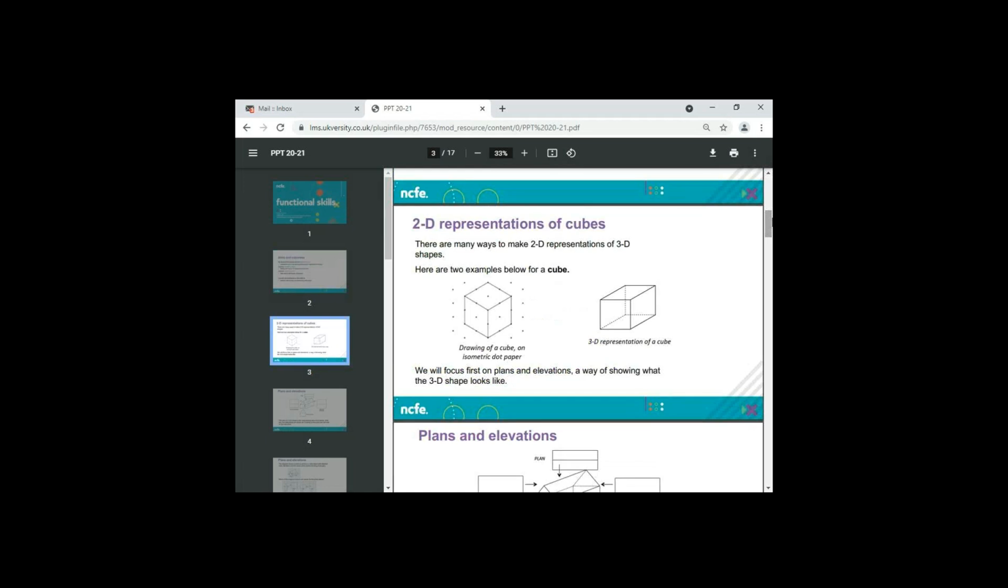There are many ways to make 2D representations of 3D shapes. 3D means three-dimensional shapes. Like a cuboid. Cuboid is a 3D shape. A cube is also a 3D shape. What else again? You have a cylinder, a 3D shape. A sphere is a 3D shape.